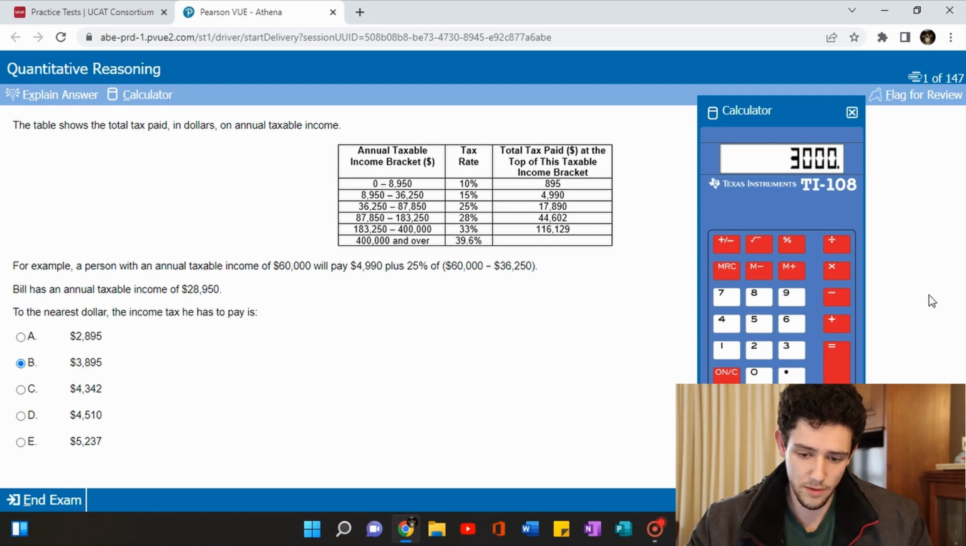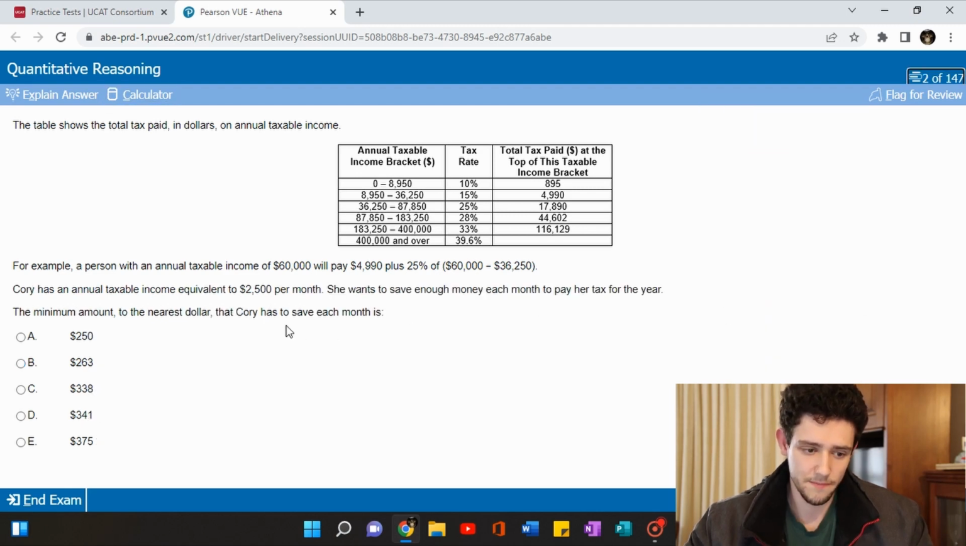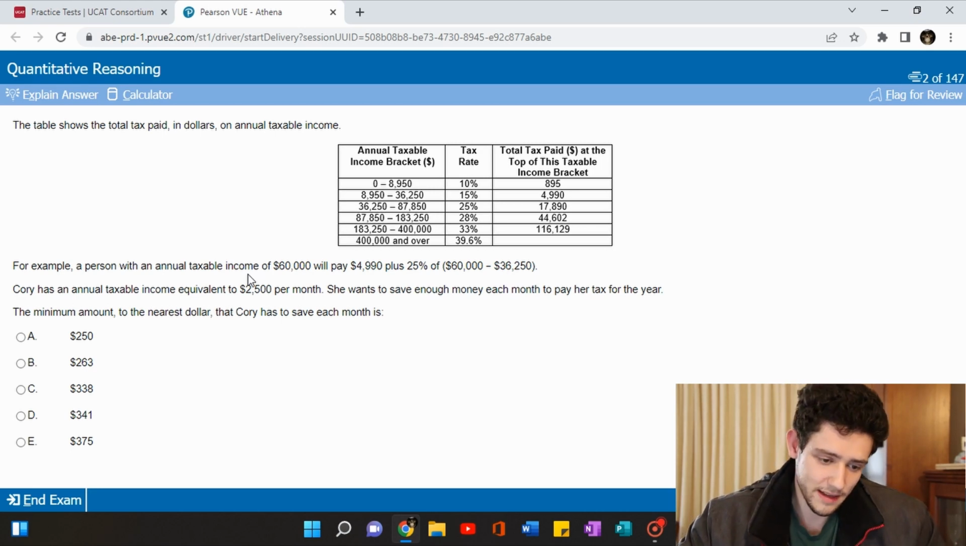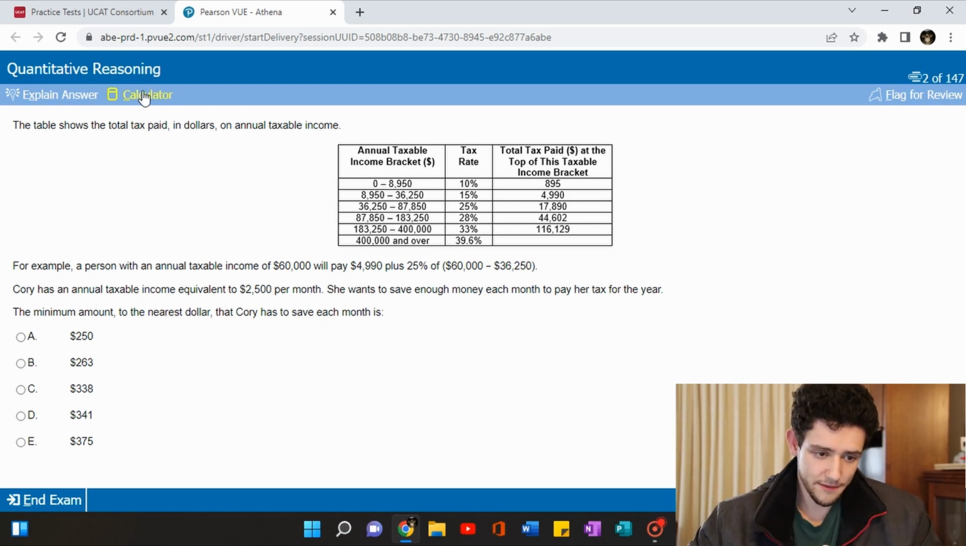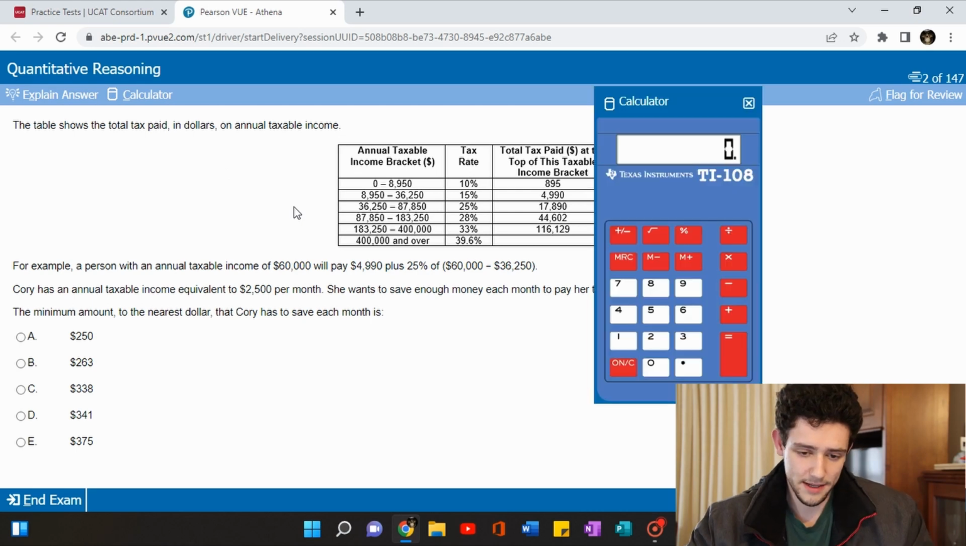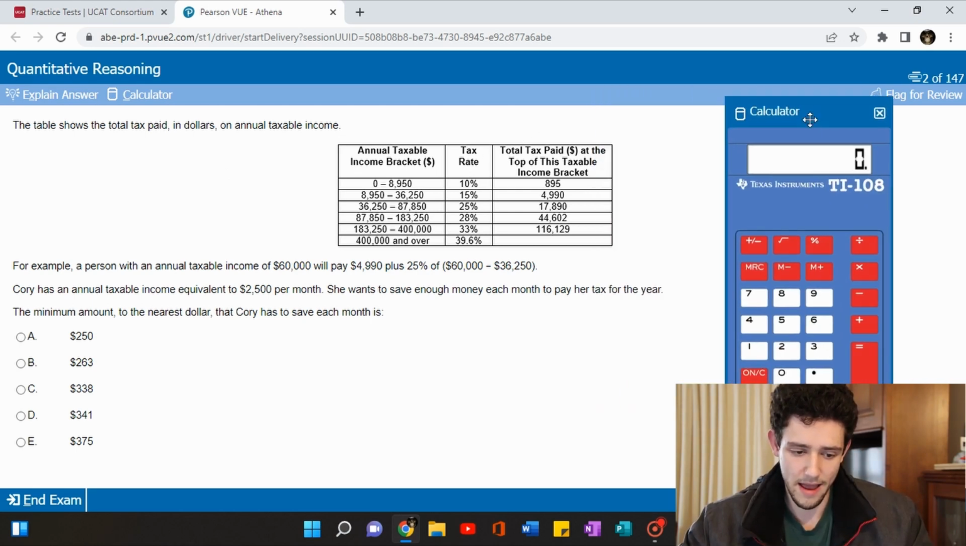So I'll do ON. Good. Corey has an annual taxable income equivalent to $2,500 per month. She wants to save enough money each month to pay her tax for the year. The minimum amount, to the nearest dollar, that Corey has to save each month is what? So the first thing we'll do, we'll bring up the calculator once again, and we'll calculate how much money she makes in the whole year.